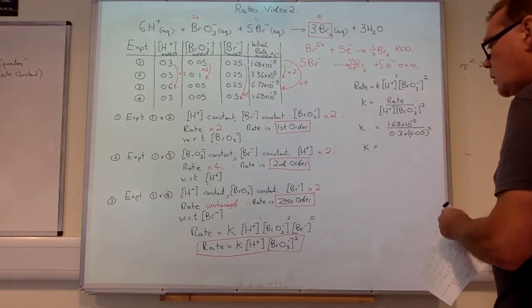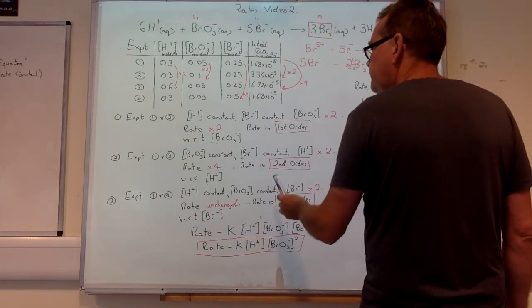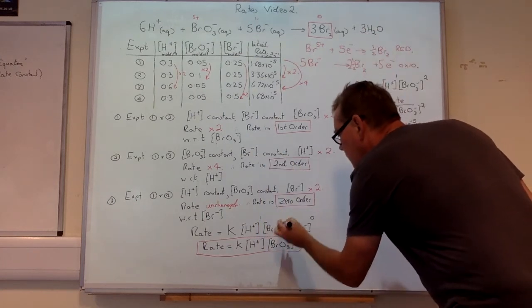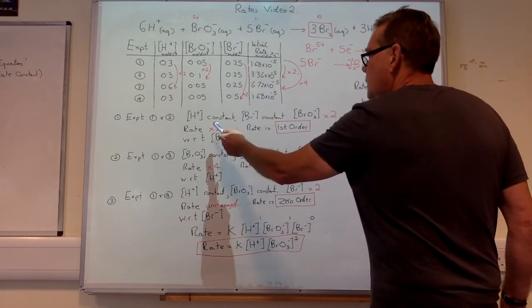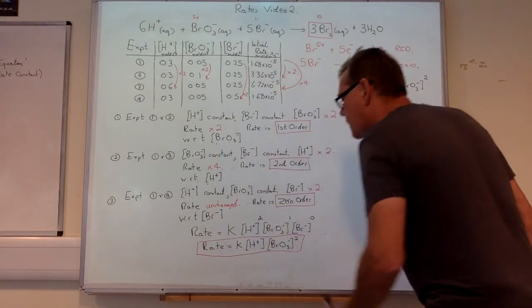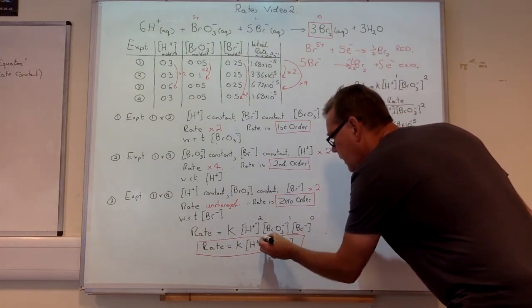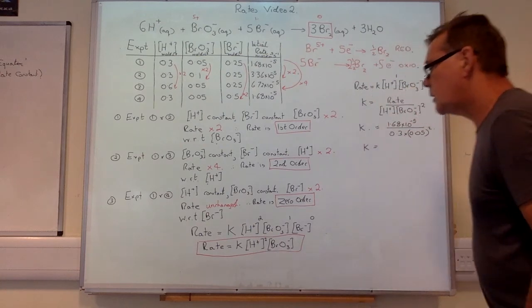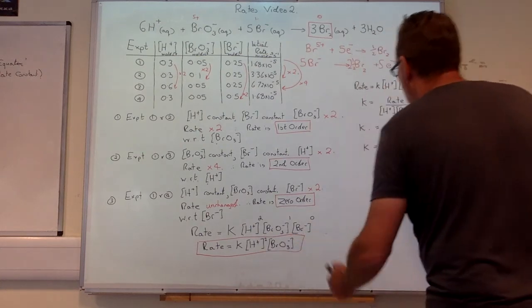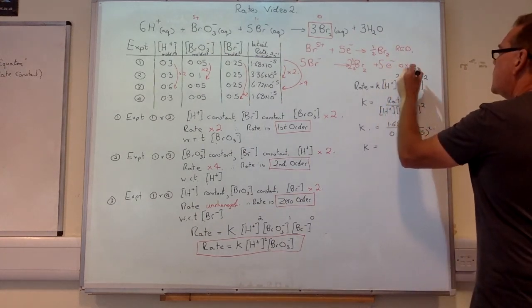So therefore, when I write my rate equation, it's first order with respect to this, second order with respect to H plus. Why I've written it like that, I don't know. So I'm totally the wrong way around here. So that should be there. It's second order for H plus, first order for bromate. Bromide dropped. So, here, there.